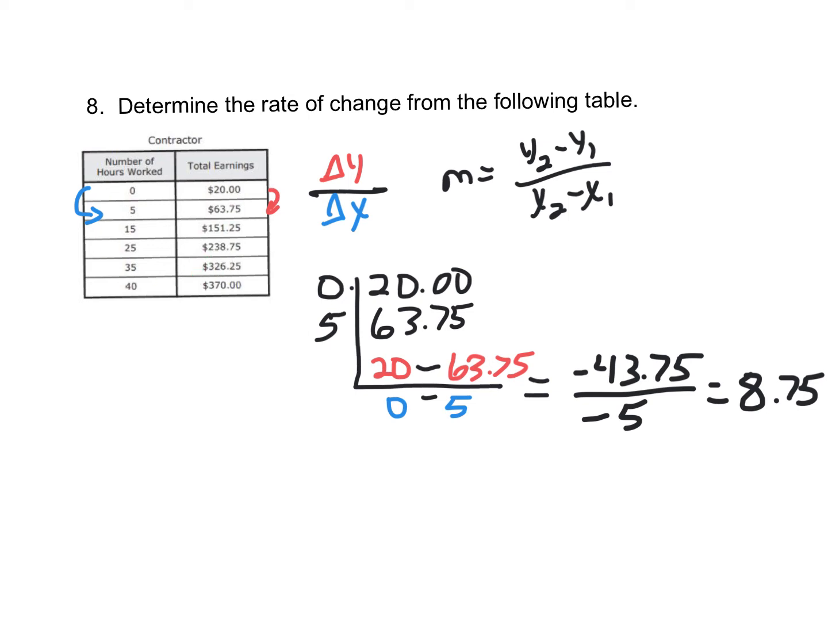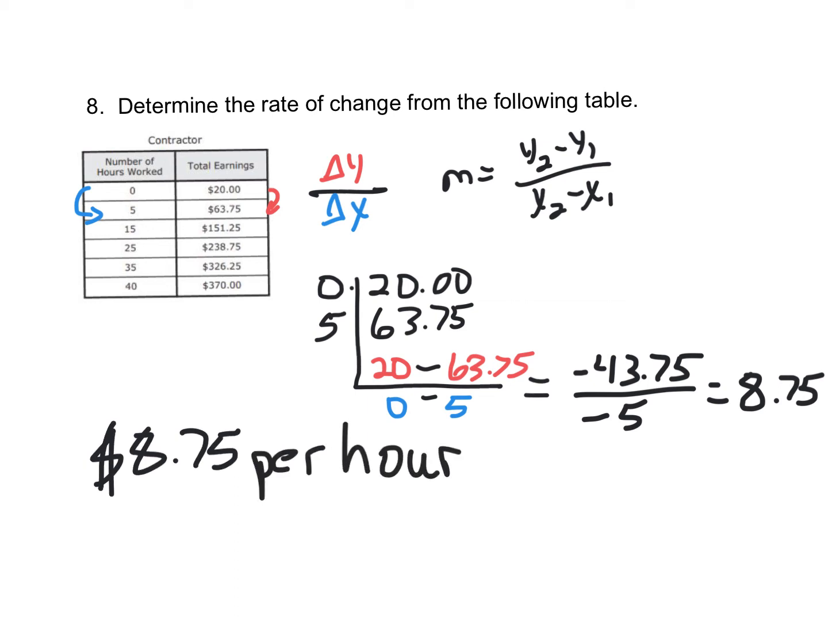So what we have going on here, the rate of change, is going to be the $8.75 per hour worked. So again, we would call that $8.75 per hour. And that's how we describe it, as a rate of change.